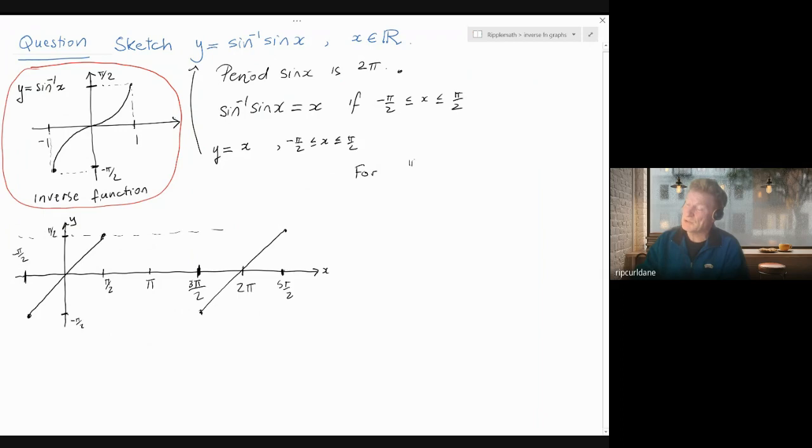Now, when x is in between pi on 2 and 3 pi on 2, let's subtract pi from that, x minus pi. Well, what do you know? x minus pi, and also therefore pi minus x, we'll need that a little bit later, are both between minus pi on 2 and pi on 2. That's going to help us later. We can actually use that property of the inverse function that we used up here. We can use that again.